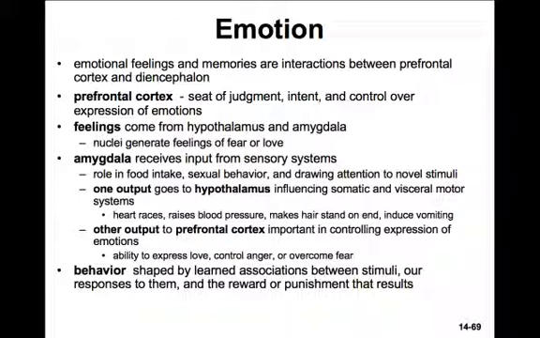Output from the amygdala goes in two directions of special interest. Some goes to the hypothalamus and the lower brainstem and influences somatic and visceral motor systems. This is why an emotional response to a stimulus can actually raise blood pressure, cause your heart to race, and make your hair stand on end, and sometimes even induce vomiting. The other output goes to areas of the prefrontal cortex that mediate conscious control and expression of emotions, such as the ability to express love or control anger or overcome fear.